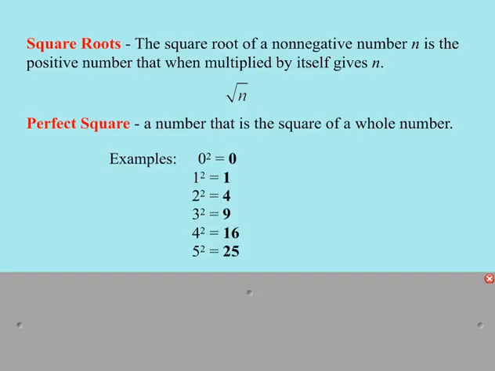A perfect square is a number that is the square of a whole number. For example, 0 squared is 0, 1 squared is 1, 2 squared is 4, 3 squared is 9, 4 squared is 16, 5 squared is 25. These are our perfect squares because in order to get them, we can square a whole number. We know that when we square a number, that means we multiply it by itself. It's very important that you know your perfect squares. It will make working with square roots much easier.